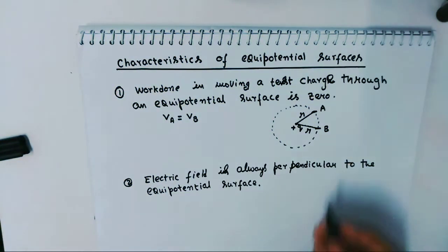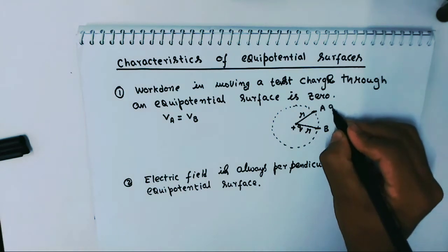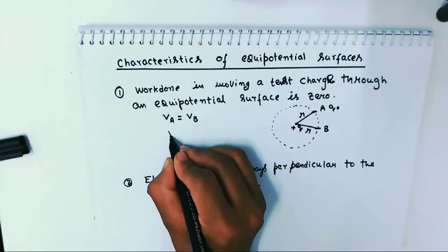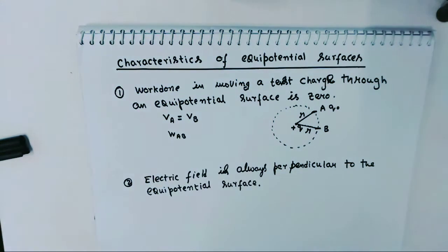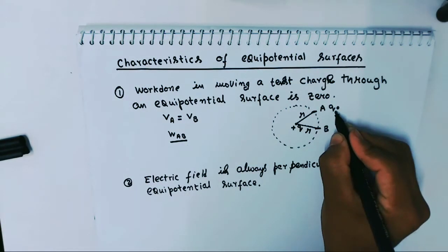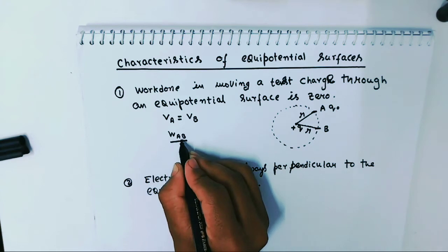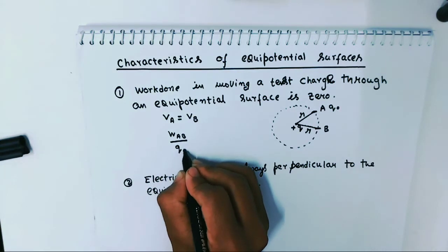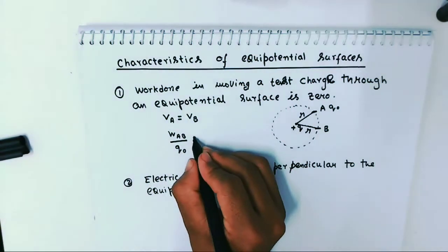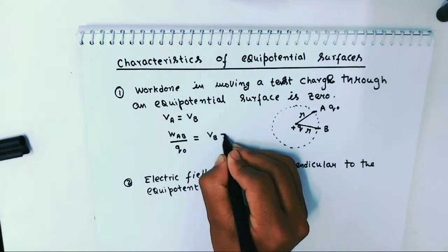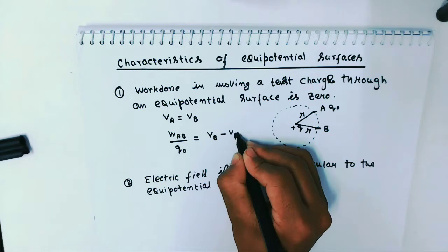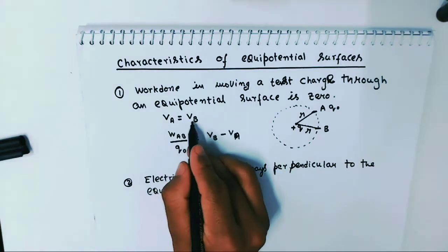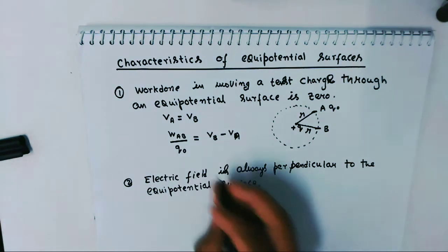And now if we want to move a test charge Q0 from A to B, that is WAB, the work done in moving this test charge from A to B, and if we divide this by Q0, this is nothing but the difference in potential, VB minus VA.